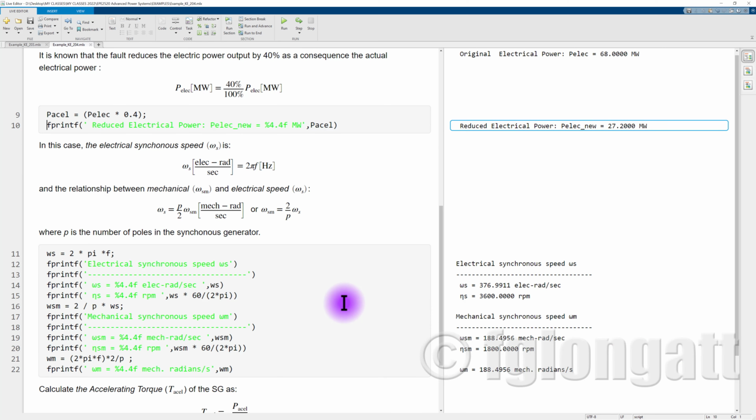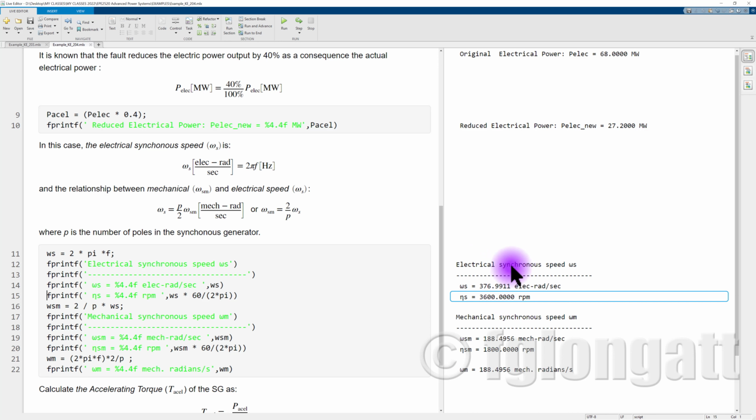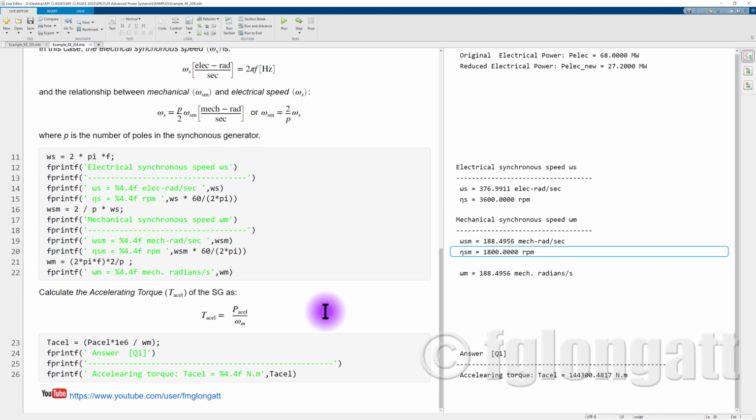Now here I am showing some equations for calculating the electrical synchronous speed and the mechanical rotational speed, okay? I showed this equation before, and all of you are familiar. If not, please go to my previous video and you will be able to see the equations. What I want to show you here is that the electrical synchronous speed is 3,600 RPM, and the mechanical synchronous speed is 1800 RPM. And the reason for that is because you must remember that this is a 4-pole machine, 60 Hz.